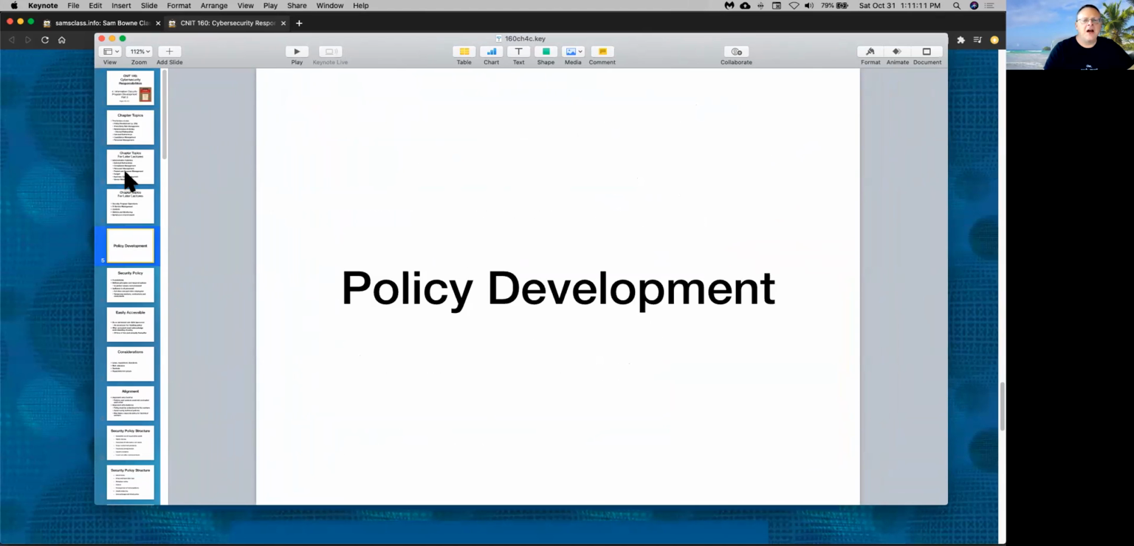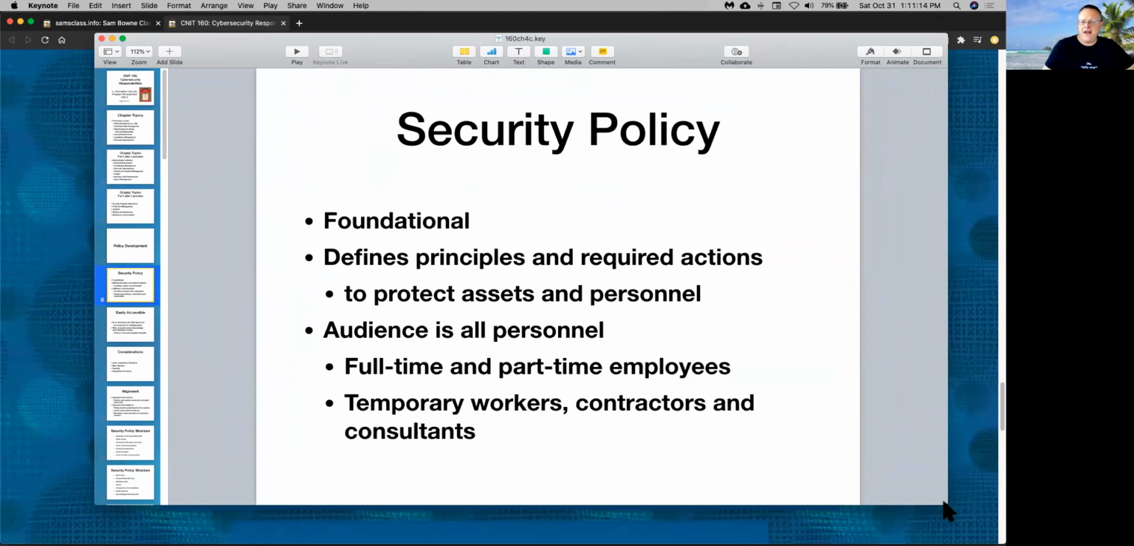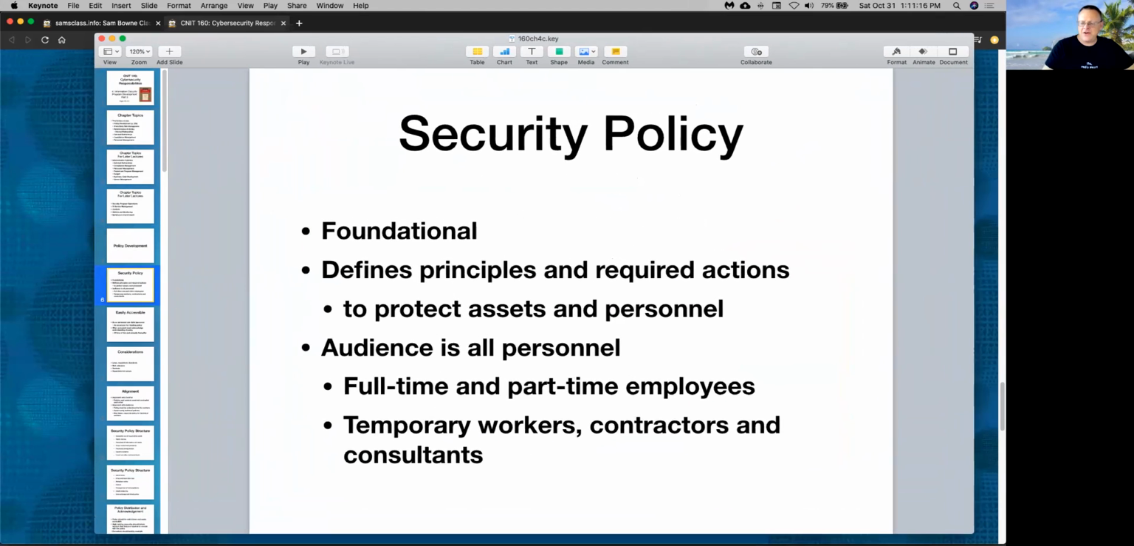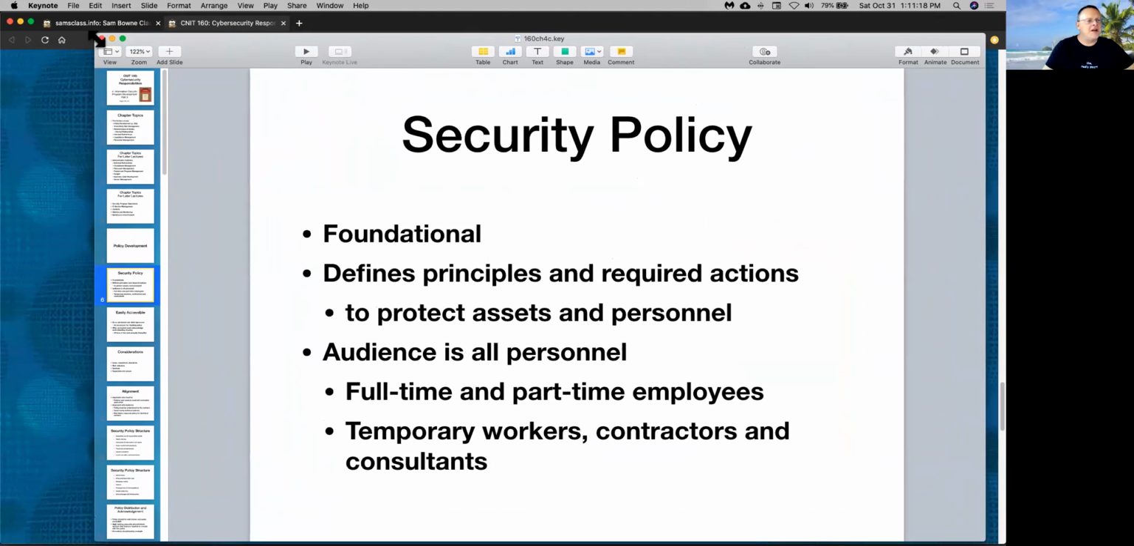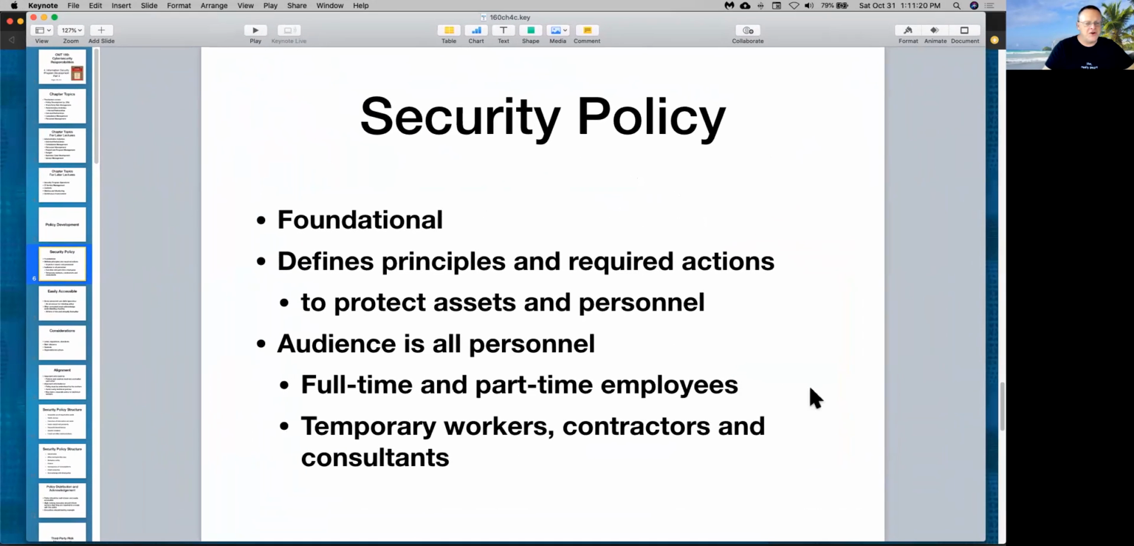So you develop a policy, and the policy is sort of a vague general document. It's a foundational document from which everything else goes. It defines your principles and the general actions you're going to do to protect your assets and your personnel. And this policy is intended to go to everybody. Everybody that works at your company is supposed to know about the policy, even temporary workers and so on.